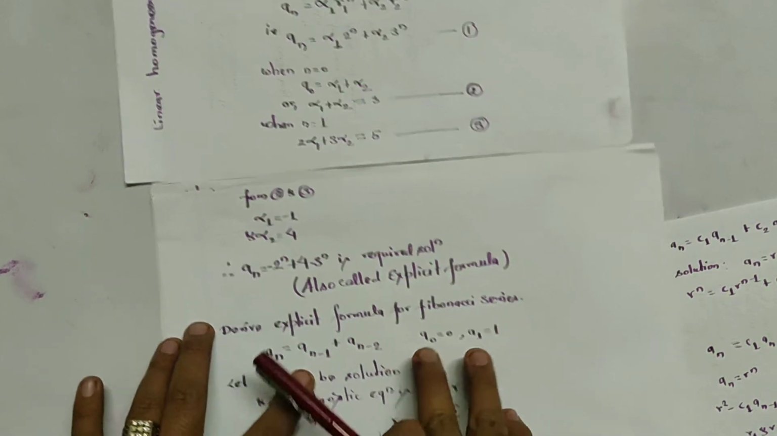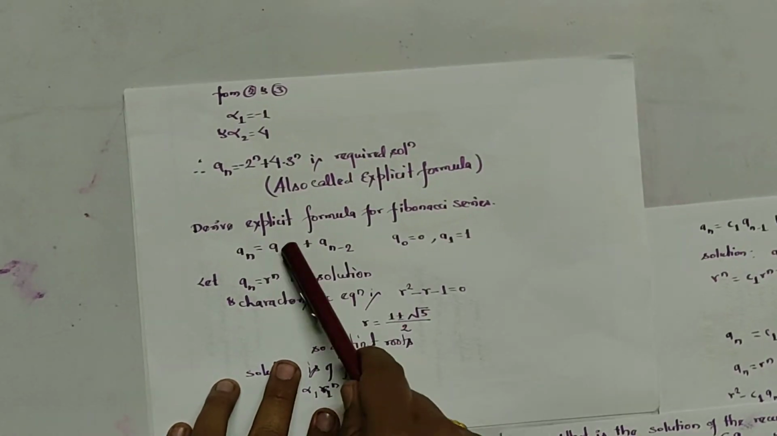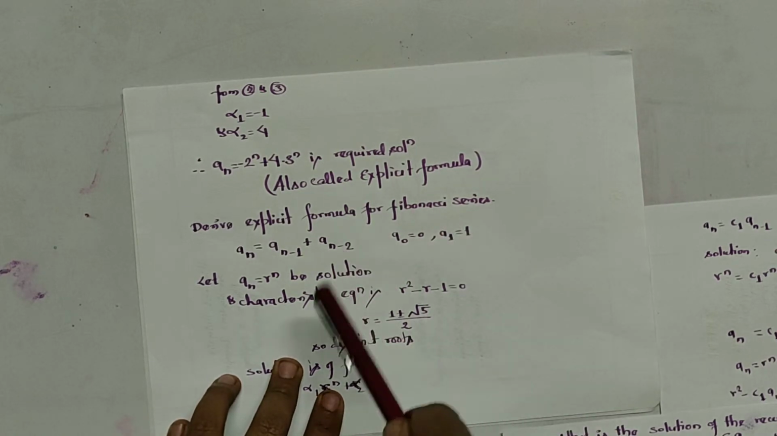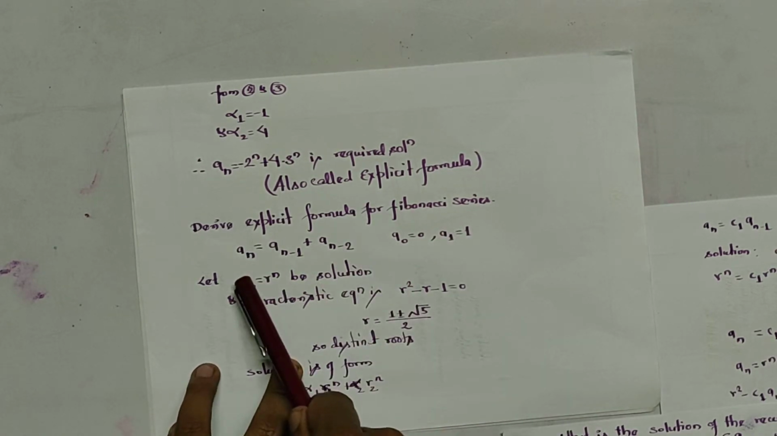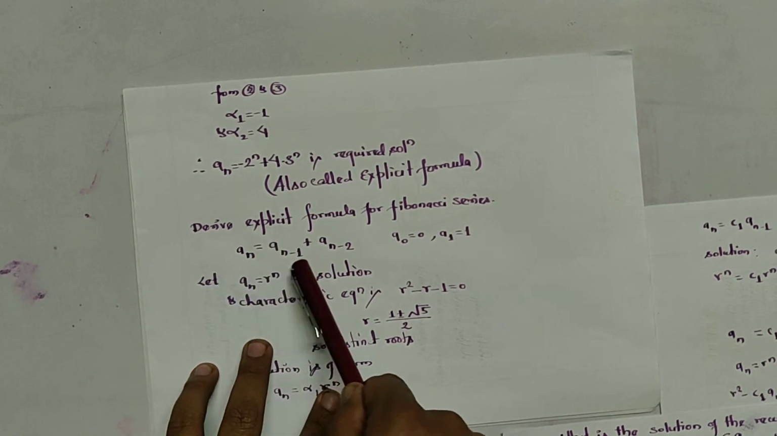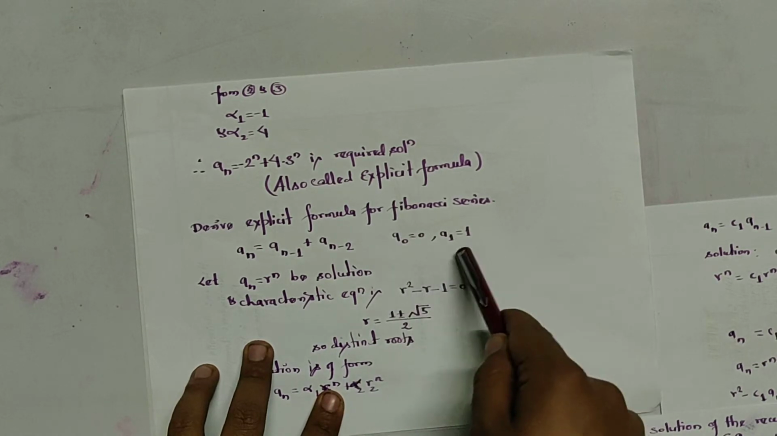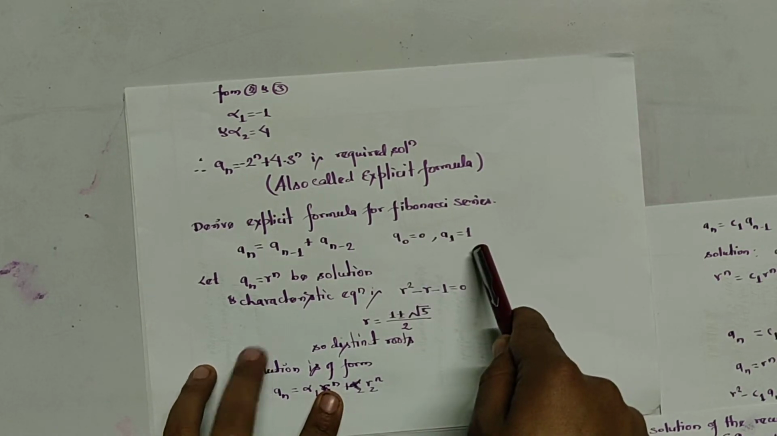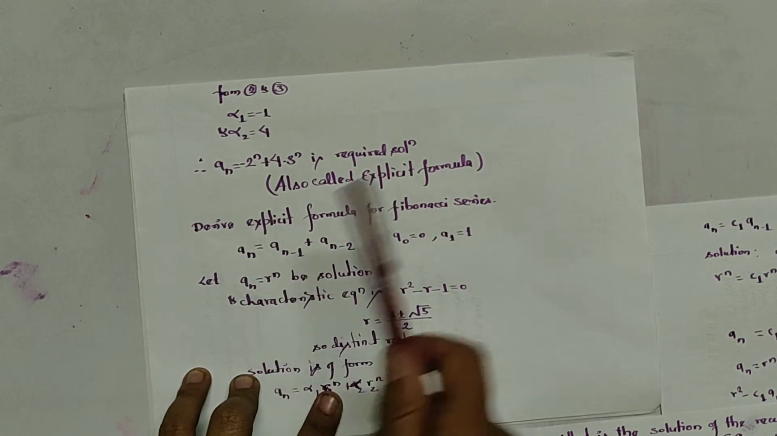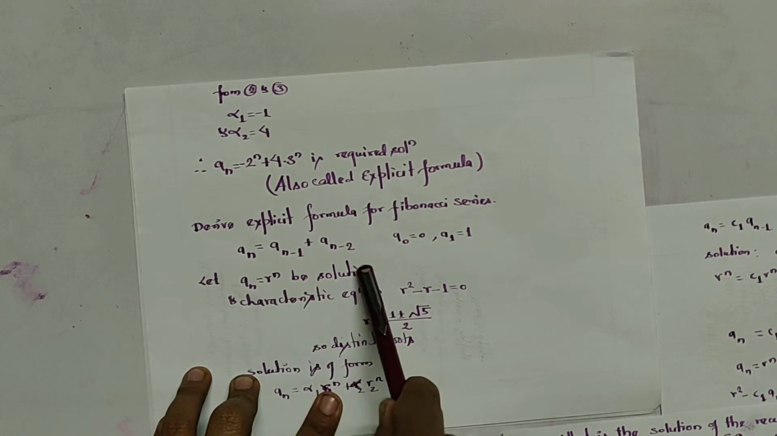Let us consider another example. Derive an explicit formula for the Fibonacci series. We know that in the Fibonacci series, the sum of two previous terms equals the third term. So a_n = a_(n-1) + a_(n-2), where the first term is 0 and the second term is 1. We consider this recurrence relation, and the solution is considered as a_n = r^n.